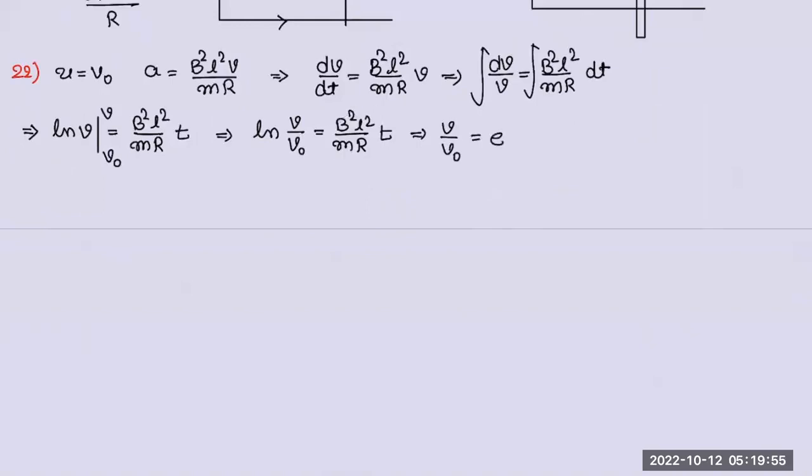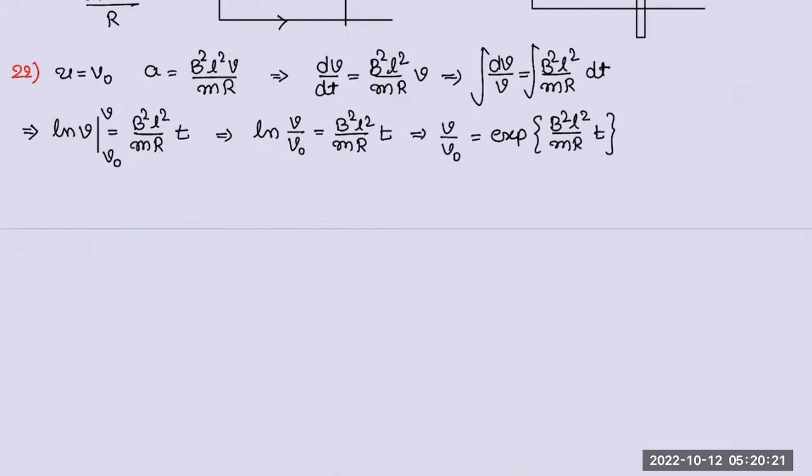When you're writing a large value in the power, it's irritating. So we can write it another way also. The entire thing can be written as exp. Do you know this? Exp means exponential of B square L square by mR into t. So if you want, you can make it. But anyway, it's a big blunder I did in this.